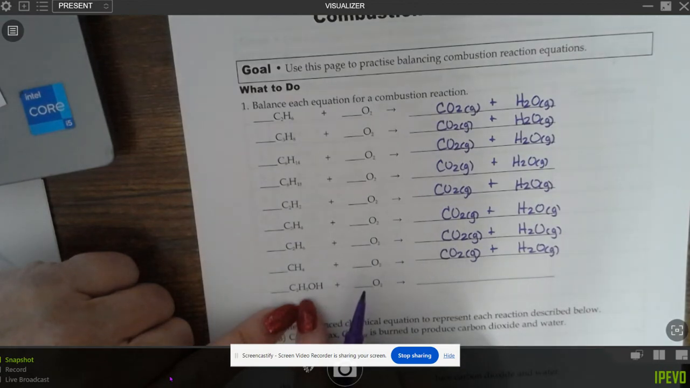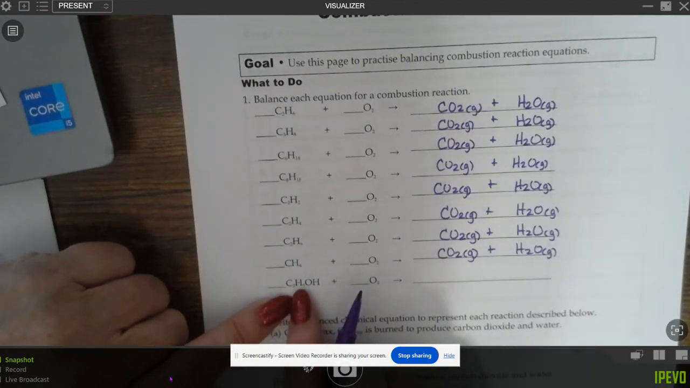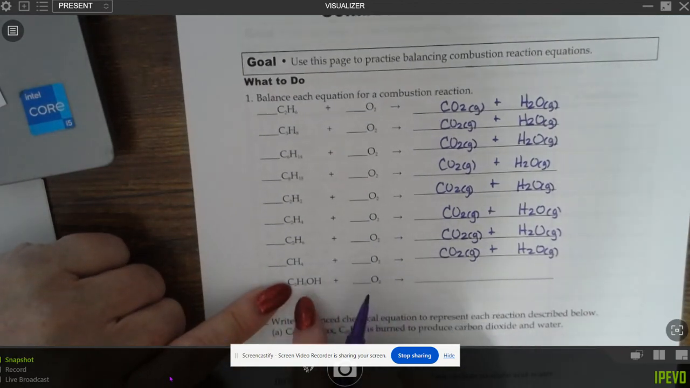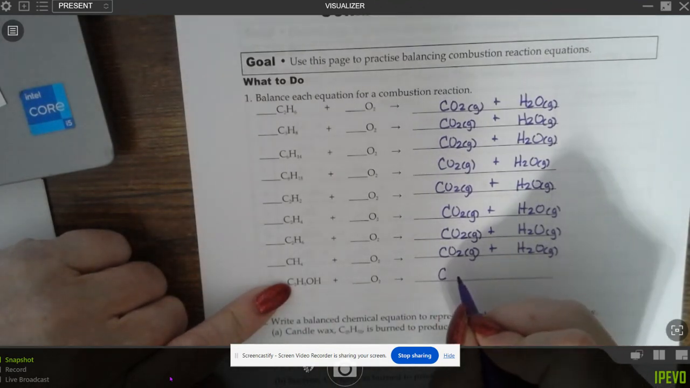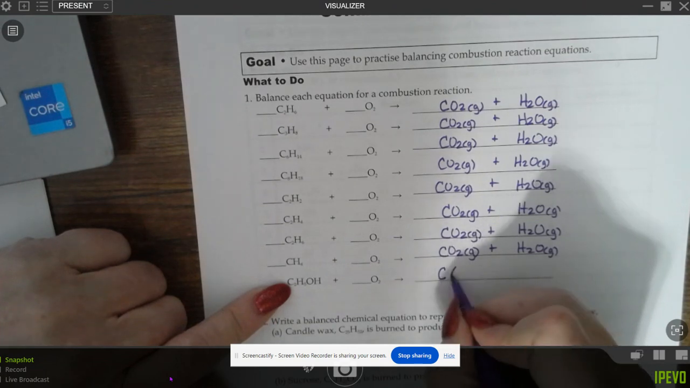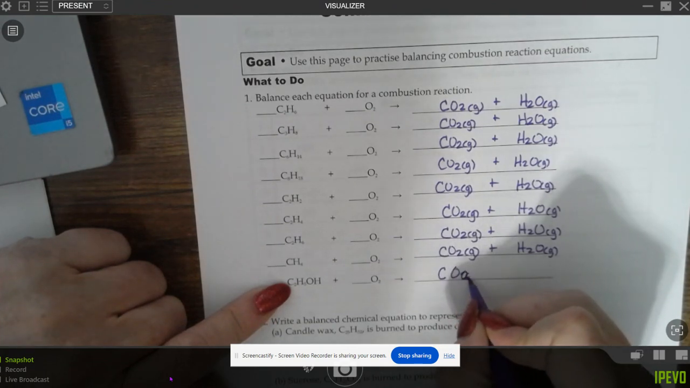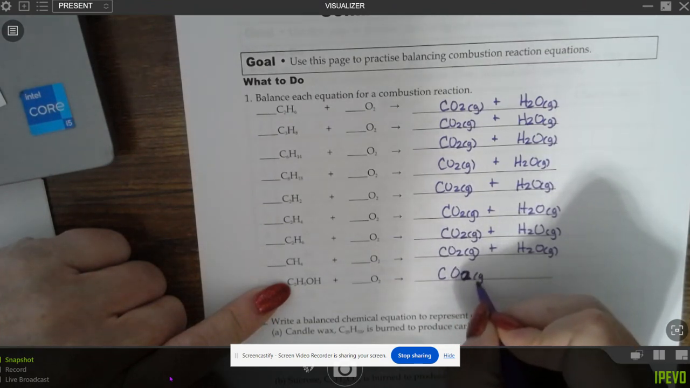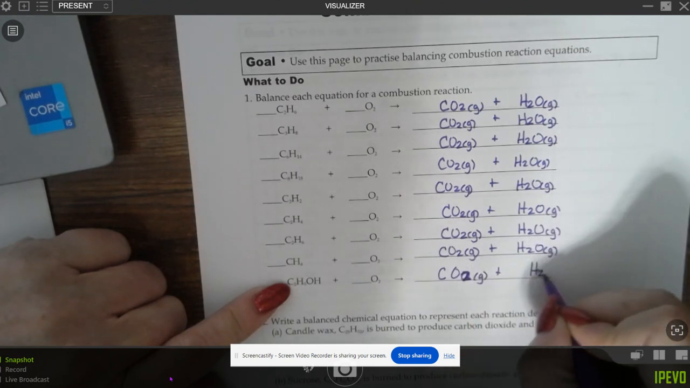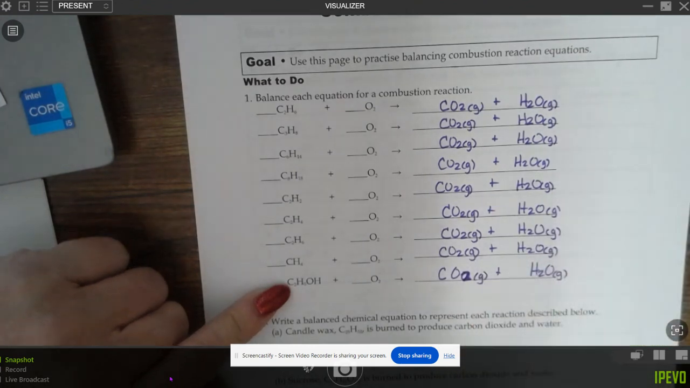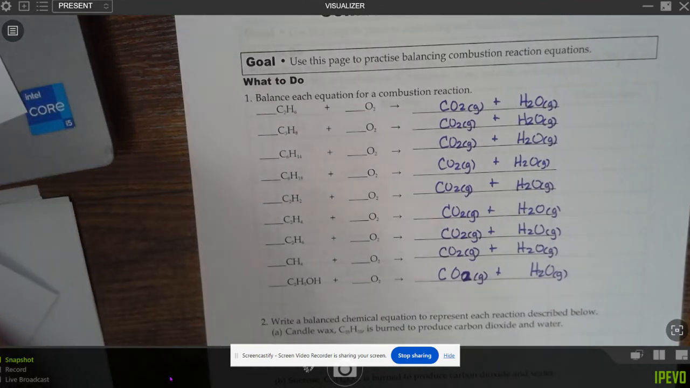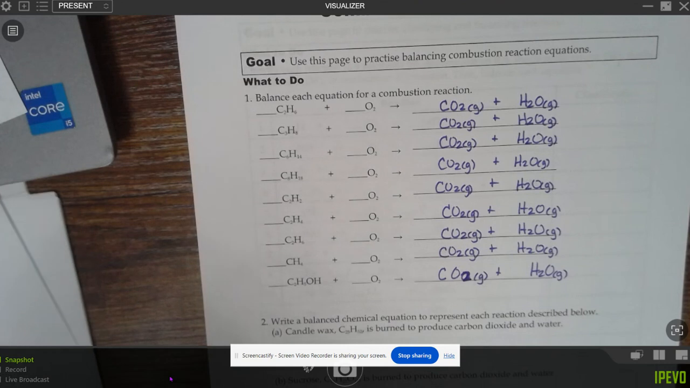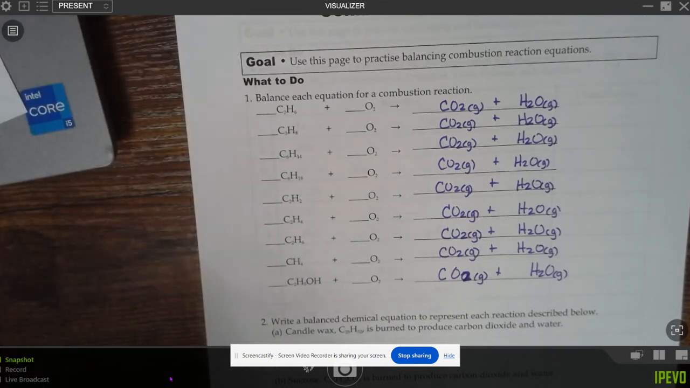Ooh, this one's weird. It's got an oxygen in it, but you know what? It's still carbon hydrogen. It's still a hydrocarbon, still reacting with oxygen. Definitely not a synthesis, definitely not a decomposition. So our products are going to be CO2 gas and H2O water vapor. Okay, so I know I got annoying because I just kept saying the same thing, but I wanted to make the point. Products are always the same.